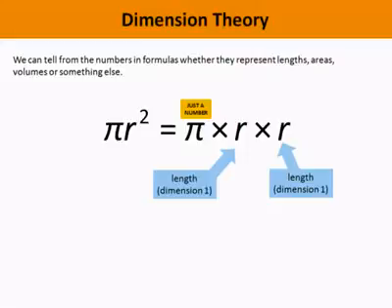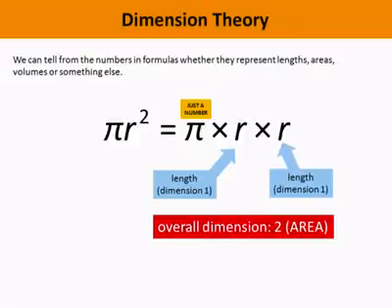Pi, on the other hand, is just a number, 3.14159, and so on. It doesn't represent the length of anything. So we've got a regular number times a length, and then a length times a length makes the whole thing dimension 2, and dimension 2 is an area. So multiplying two lengths together makes the dimension go up. And we know that pi r squared is the formula for the area of a circle.